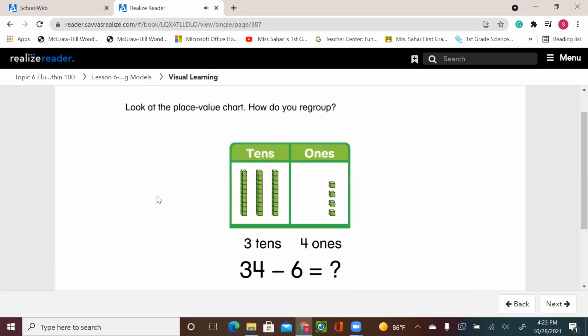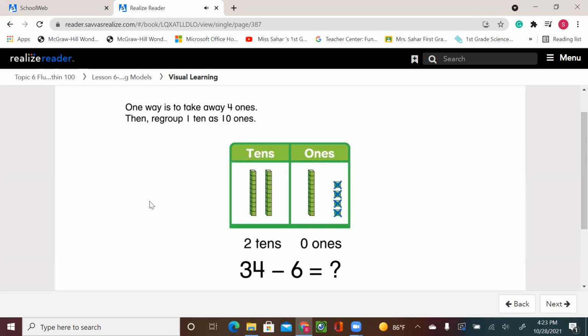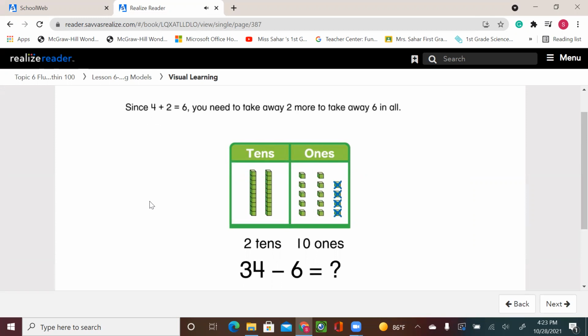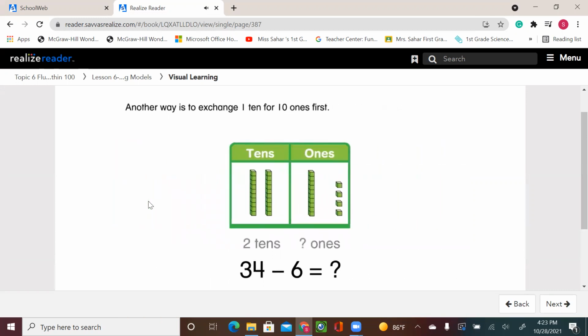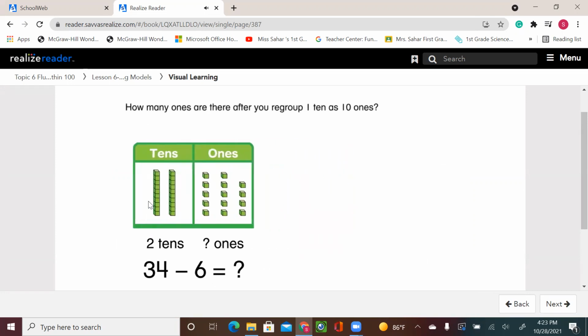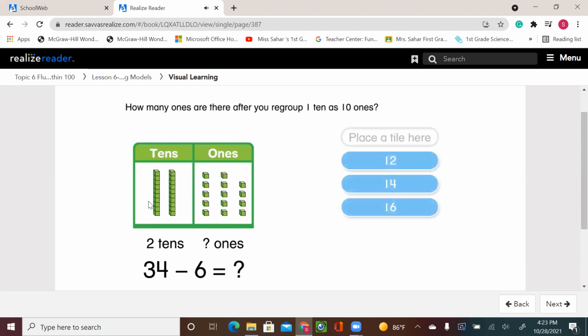Look at the place value chart. How do you regroup? One way is to take away 4 ones. Then regroup 1 ten as 10 ones. Since 4 plus 2 equals 6, you need to take away 2 more to take away 6 in all. Another way is to exchange 1 ten for 10 ones first. How many ones are there after you regroup 1 ten as 10 ones?